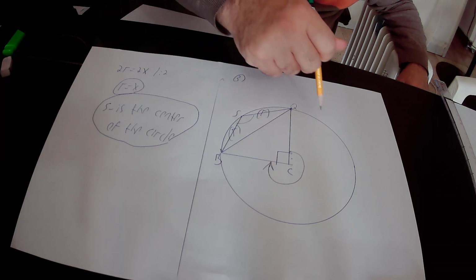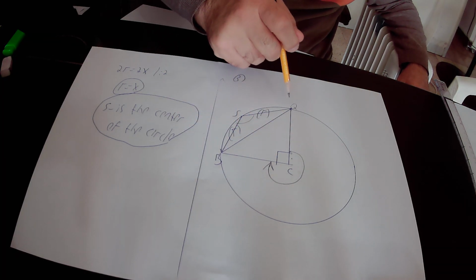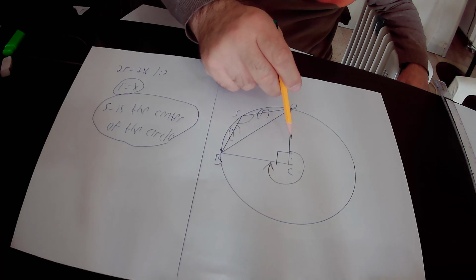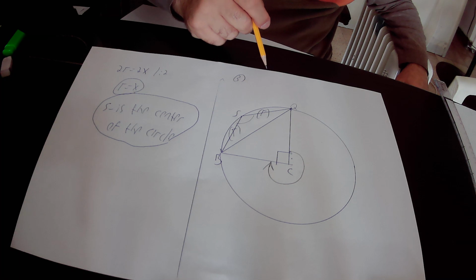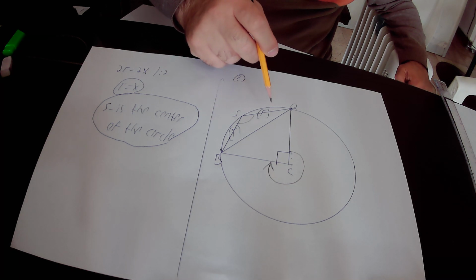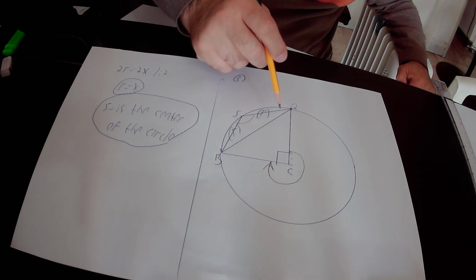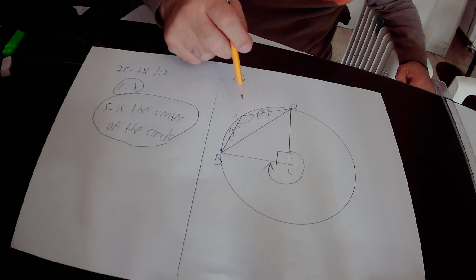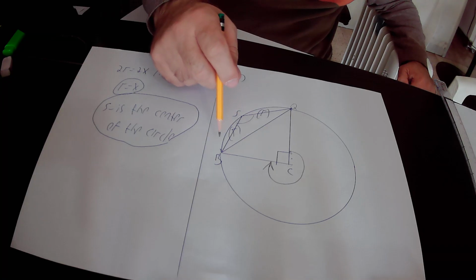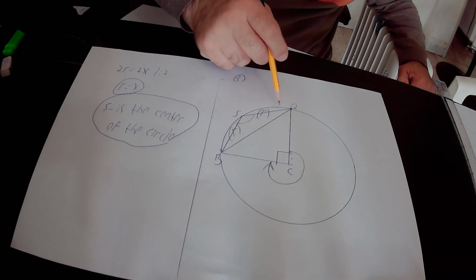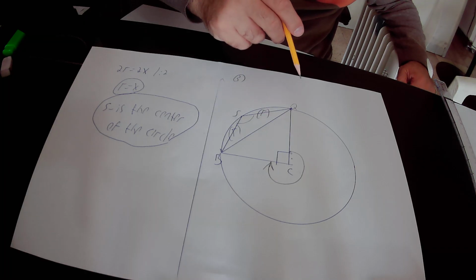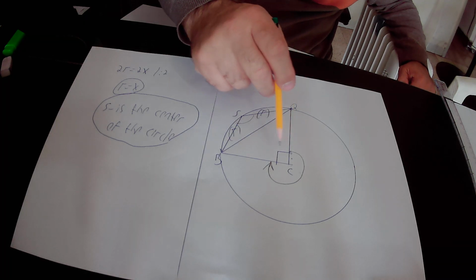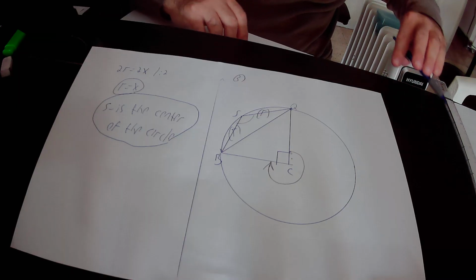same arc RQB. Now we must find out what is the size of the central angle QCB, and then the size of the central angle over 2 will be the size of this peripheral angle BSQ according to rule number 13. We'll find out the size of the central angle QCB according to rule number 6.